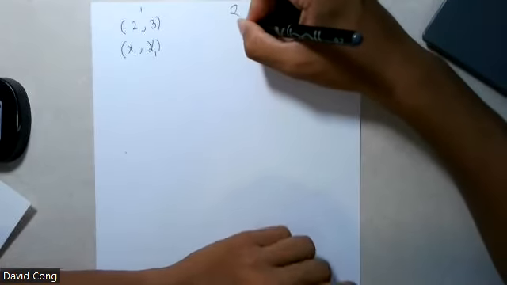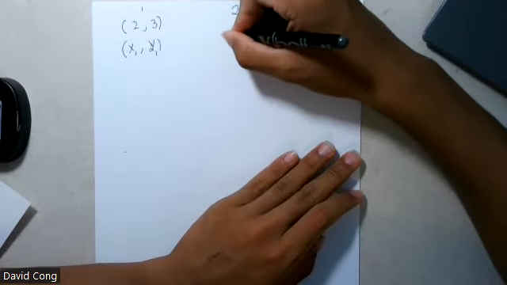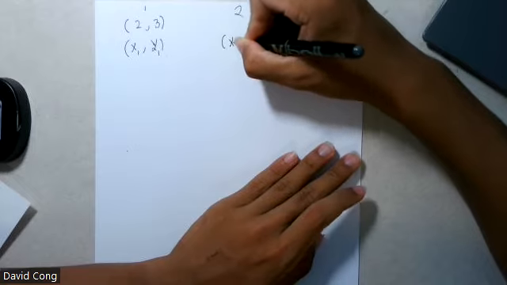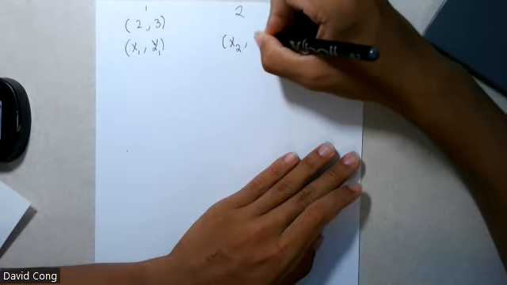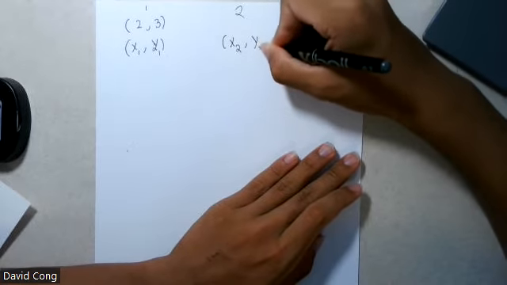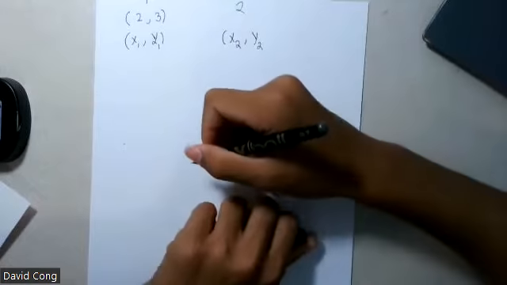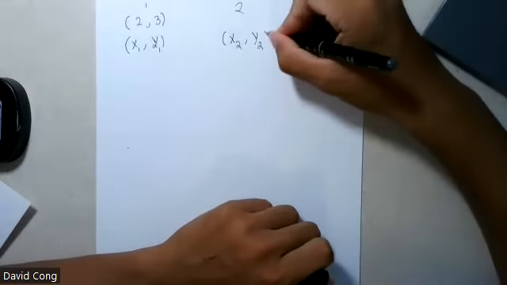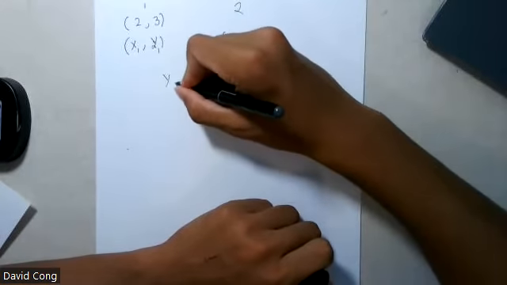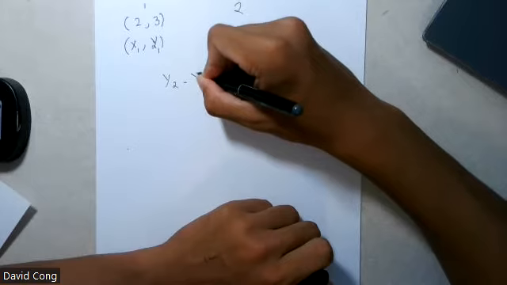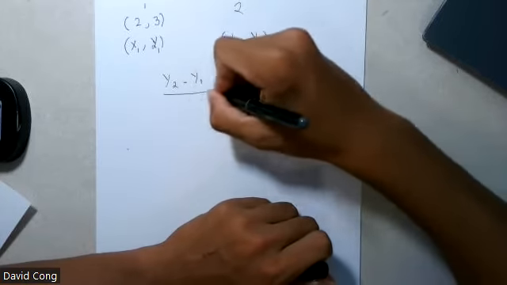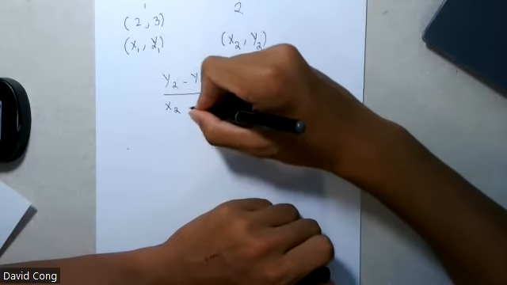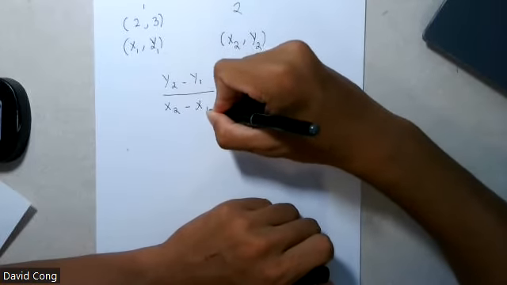And now let's take 2. And then we have the same thing. We have the x coordinate of 2 and the y coordinate of 2. And then we just subtract the y coordinate of 2 minus the y coordinate of 1 over the x coordinate of 2 minus the x coordinate of 1.